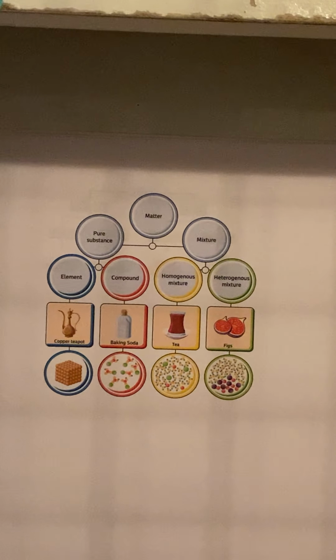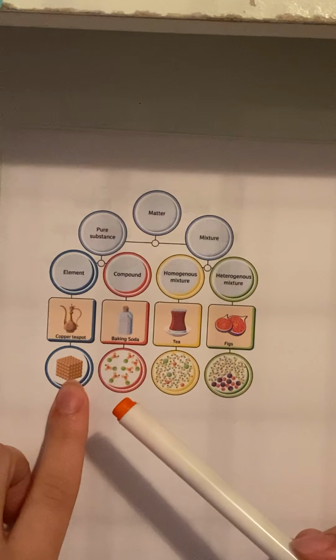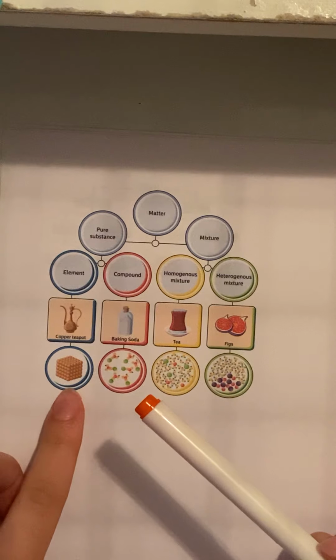This is the classification of matter. So for matter, we can have two types, either pure substances or a mixture. Pure substances can either be elements, so it could be just a pure element, as in the elements provided in the periodic table, so zinc, copper, aluminum, iodine.